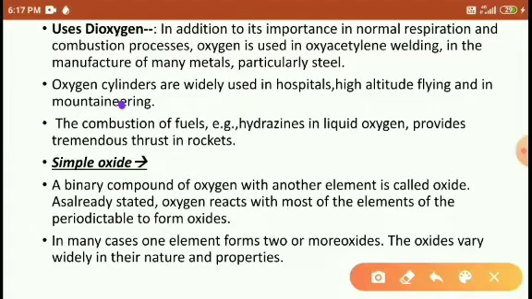So oxygen is used for respiration. We use oxygen as oxyacetylene for welding purposes, and oxygen is used in hospitals.